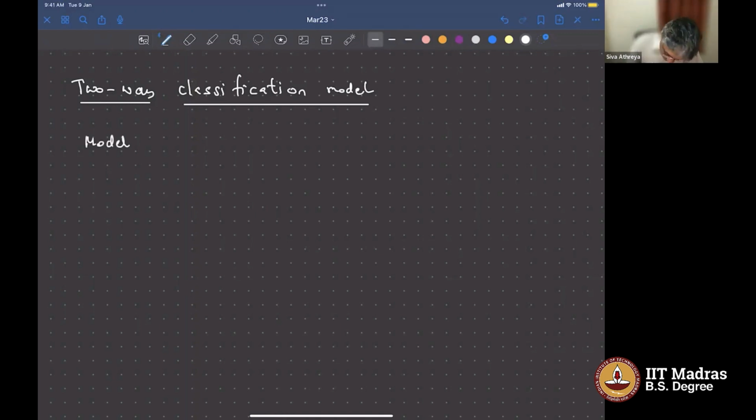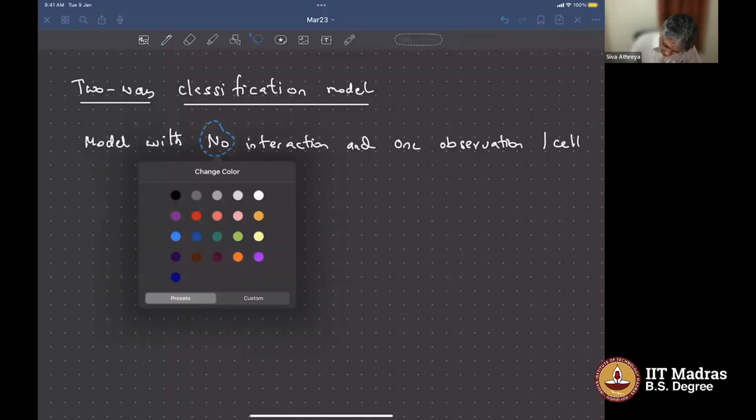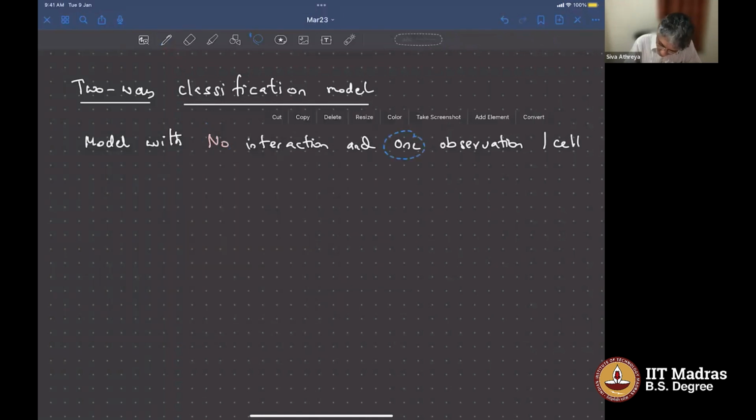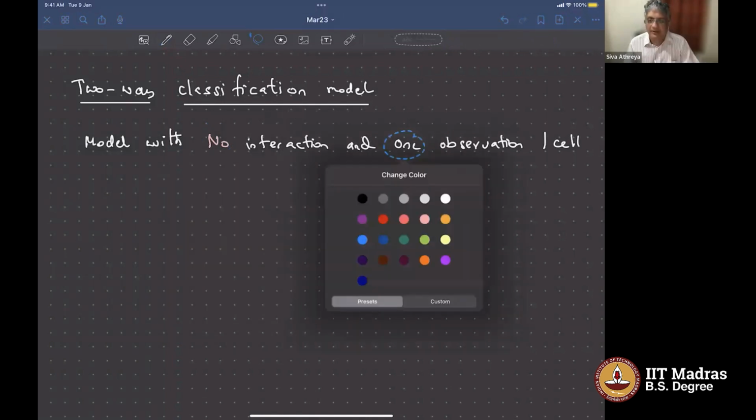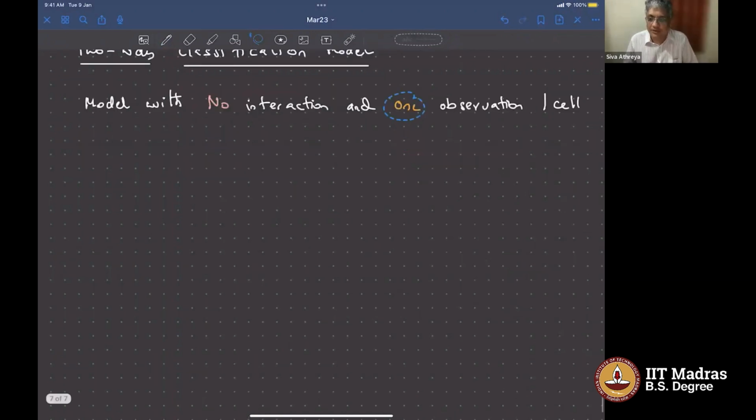So here's a model with no interaction, and one observation per cell. The key thing is that the "no" should be understood properly, and then you only have one observation per cell. Okay?